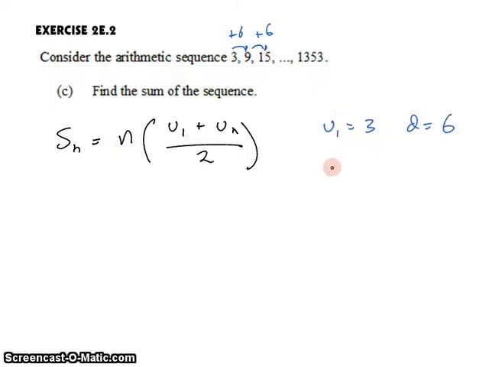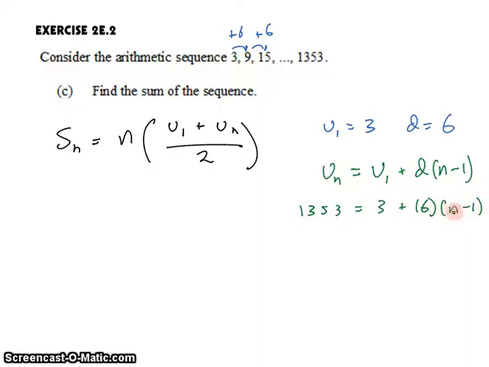So we'll go to the arithmetic sequence, where the general term is the first term plus the common difference times n take 1. Now I know that the term that I'm looking for is 1,353. I know the first term is 3. I know the common difference is 6. All I want to know is which term is u of n. What's the value of n? So we can just solve this for n. We'll subtract 3, and then divide by 6.